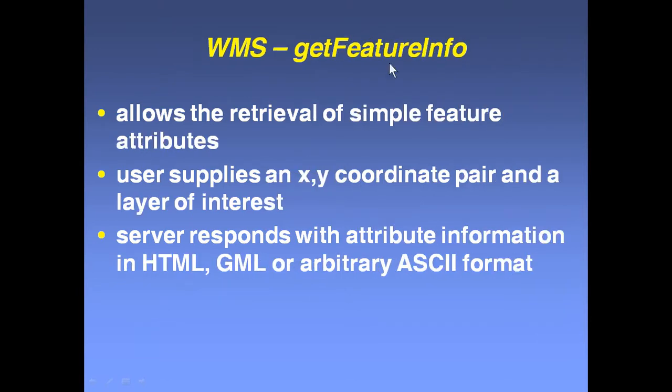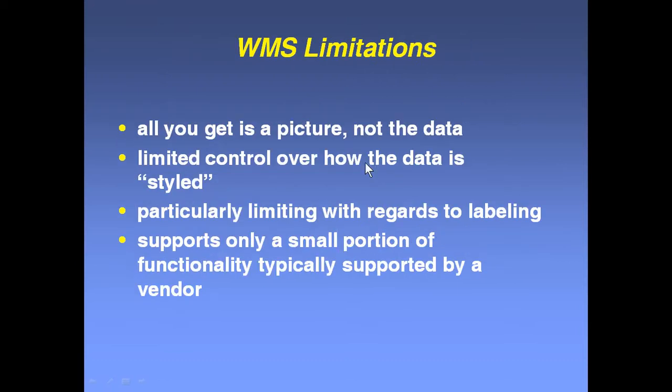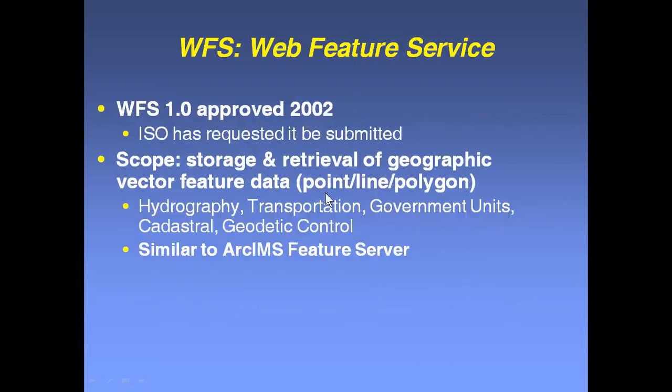Then GetFeatureInfo allows the retrieval of simple feature attributes. The user supplies an XY coordinate pair and a layer of interest. The server responds with attribute information in HTML, GML or any arbitrary ASCII format. What are the limitations? All you get is a picture, not the data. There is limited control over how the data is styled, particularly limiting with regard to labeling. It supports only a small portion of functionality, typically supported by a vendor.